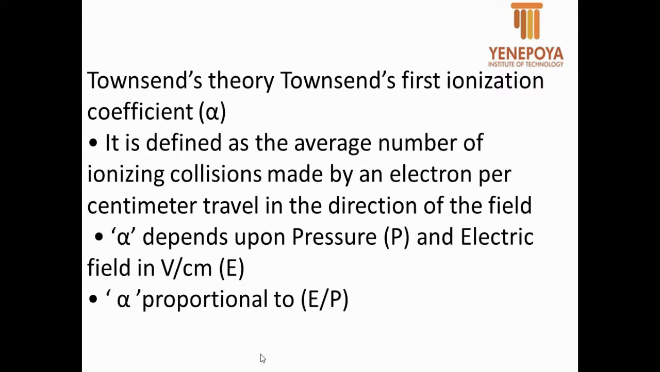So what is Townsend's theory? Townsend's first ionization coefficient, alpha. It is defined as the average number of ionizing collisions made by an electron per centimeter of travel in the direction of the field.